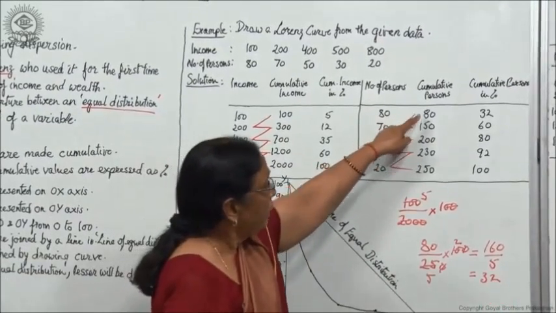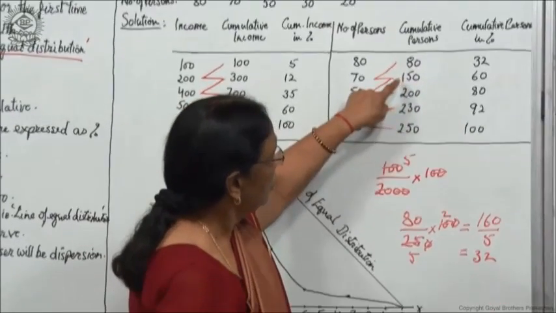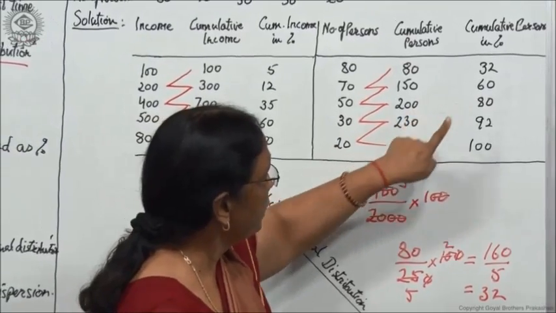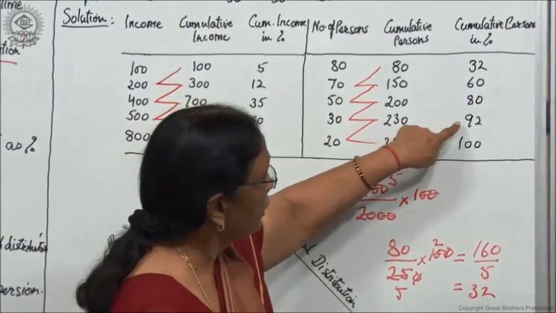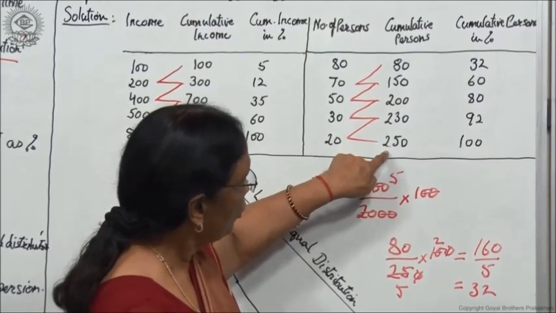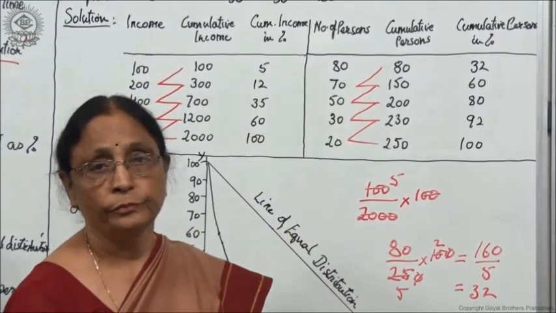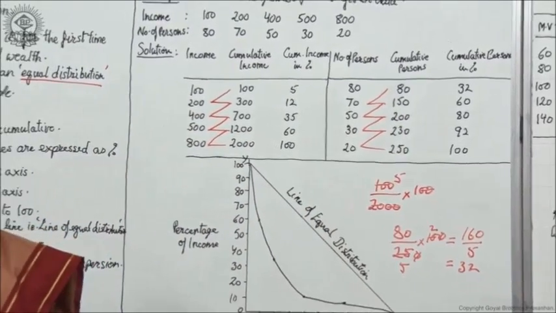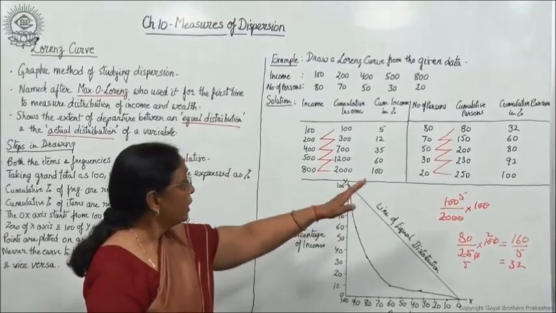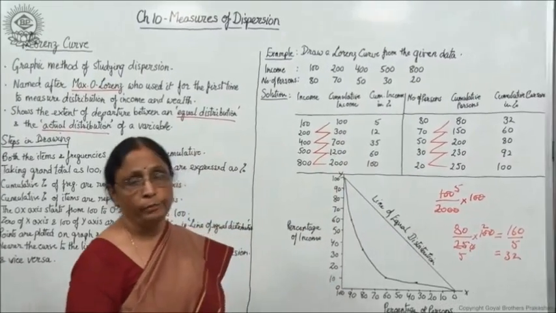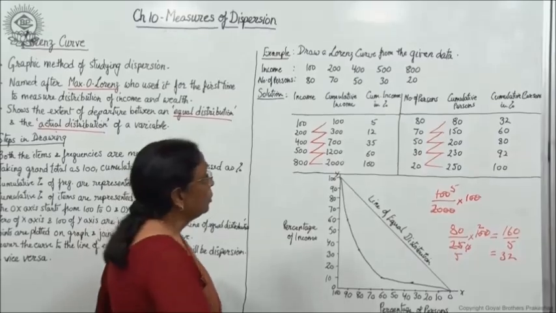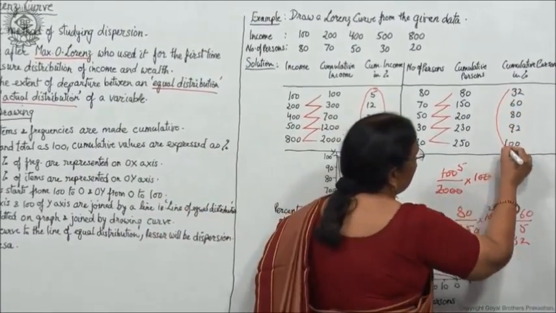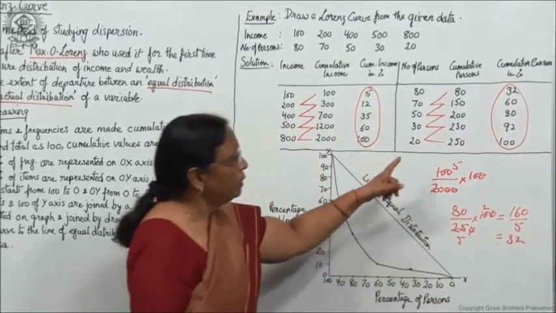right. So 80 upon 250 into 100 is 32, 150 upon 250 into 100 is 60, 200 upon 250 into 100 is 80, 230 upon 250 into 100 is 92, 250 upon 250 into 100 is 100, right. So this way you have got the cumulative percentage of persons, as well as the cumulative percentage of income. Now these two columns are important for you for drawing the graph.